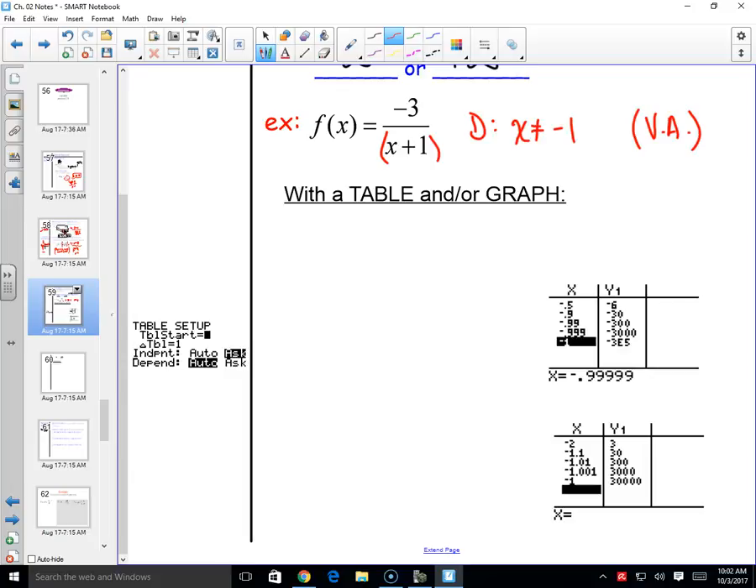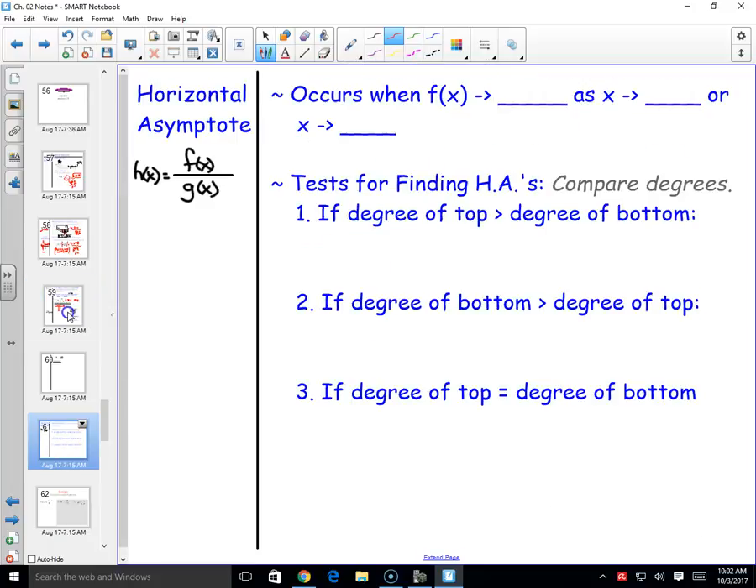And here's the dilemma. On my graph, if I have a vertical asymptote at negative 1, I need to come from below negative 1 and from above negative 1. From the left of negative 1 and from the right of negative 1. And ask myself, what is f doing? Now, there is snazzy notation for how to write this.